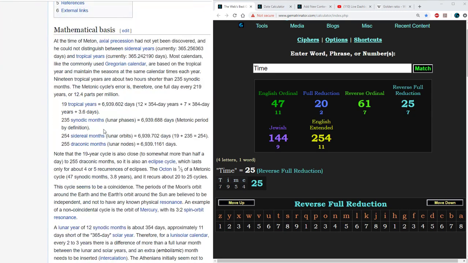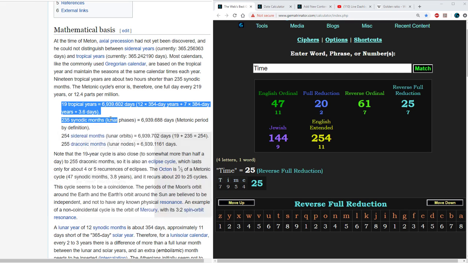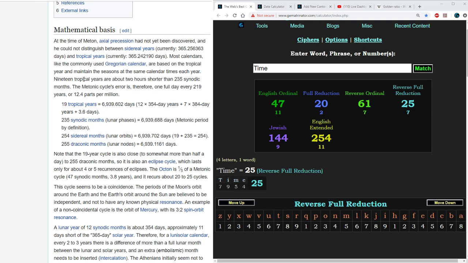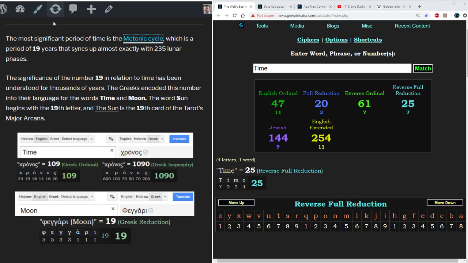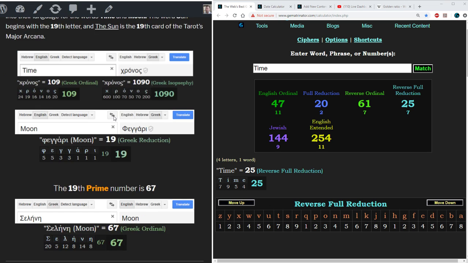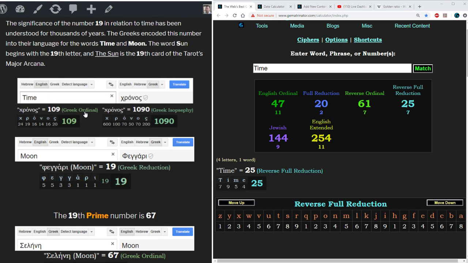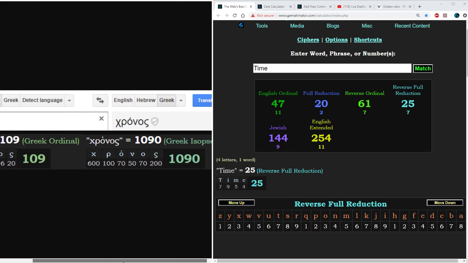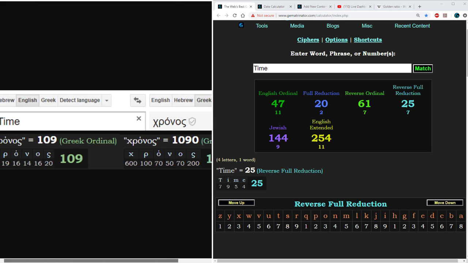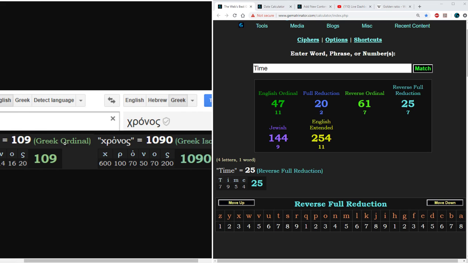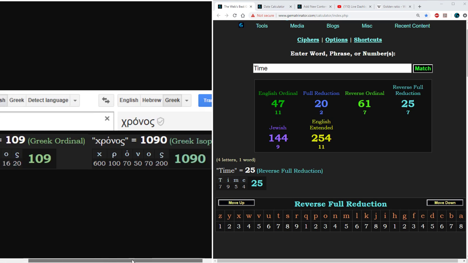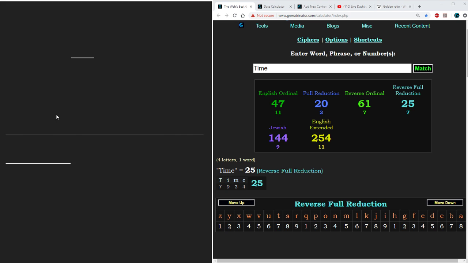So you'll see the Metonic cycle is a period of 19 years that syncs up almost perfectly with 235 synodic months. So essentially, the moon does a reset in the sky every 19 years. And this has been known for many thousands of years. The ancient Greeks even coded the number 19 into their language in regards to time and the moon. Using Greek ordinal gematria and Greek isopsephy, the word for time equals 109 and 1090. Now, in numerology, the zeros can be ignored, so these essentially represent the number 19.